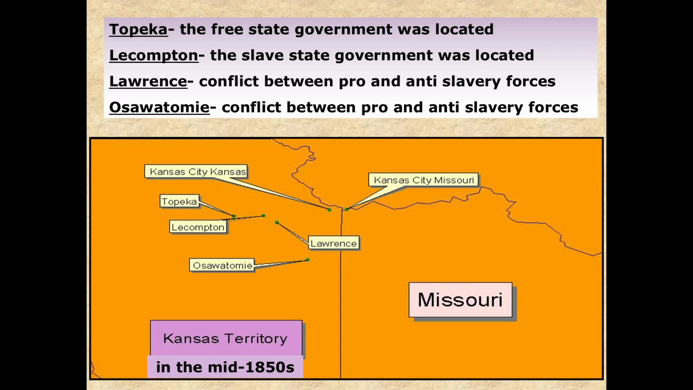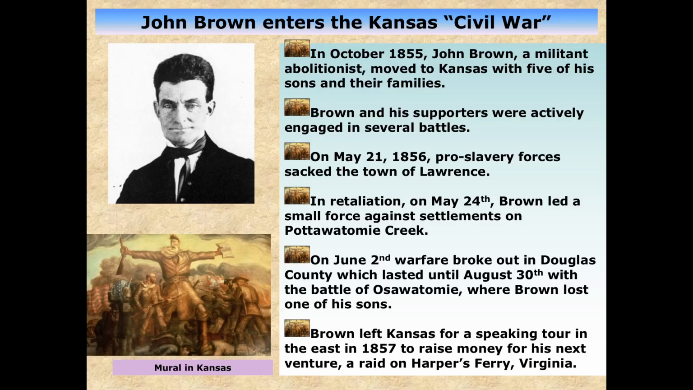Because you're going to have two seats of government in the Kansas territory. Topeka's going to be for the free soil. Lecompton's going to be for the slave-style government. So, in Lawrence and Osawatomie, that's where you get the big conflicts, alright? So, the people here in Kansas at this time are very extreme on both sides, not just the slavery side, but the abolitionist side as well.